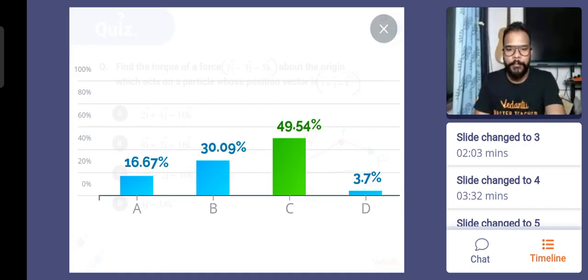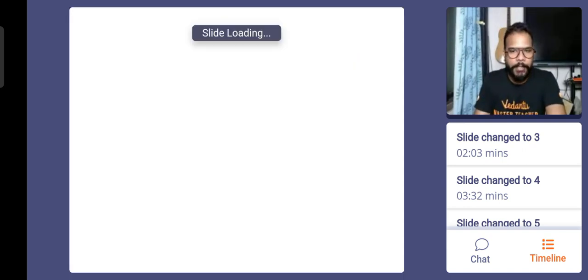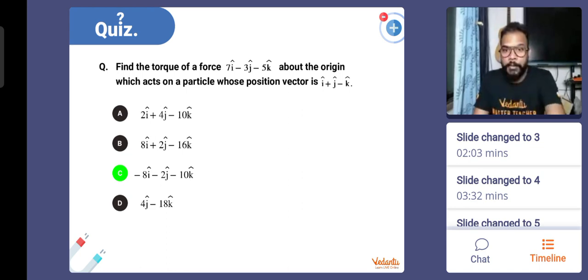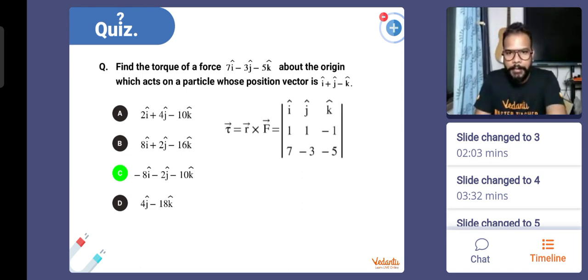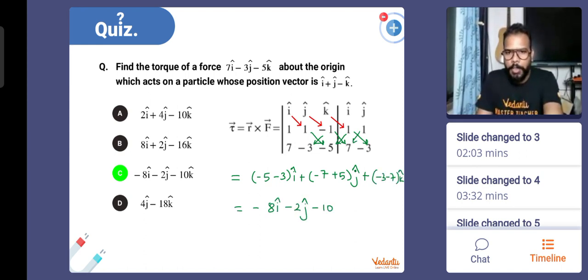Okay. Let's see how we were supposed to solve this. The correct answer is option C, as you can see. If we arrange our vectors R and then F in this manner, we can always write down the value of the cross product. So the I cap component is going to be -5, -3 I cap. After that, for J cap, it is -7. Now we are doing this -7 and +5 J cap, and last is -3 -7 K cap. That means -8 I cap, -2 J cap, and -10 K cap. So as simple as this is the answer.